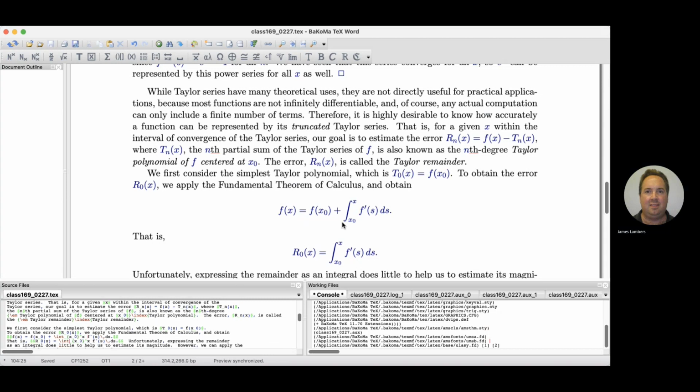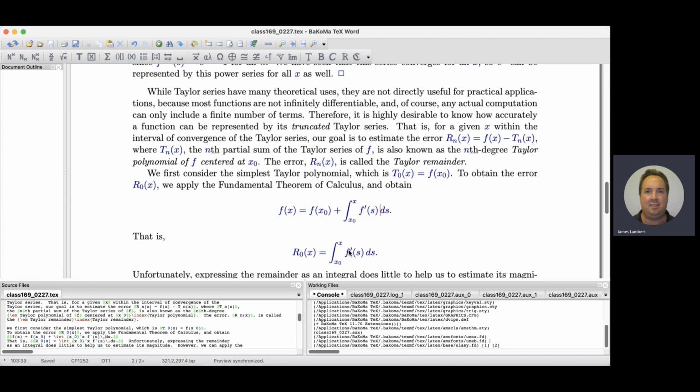So this right here is my Taylor polynomial. So whatever's left is the error. So this is a remainder.